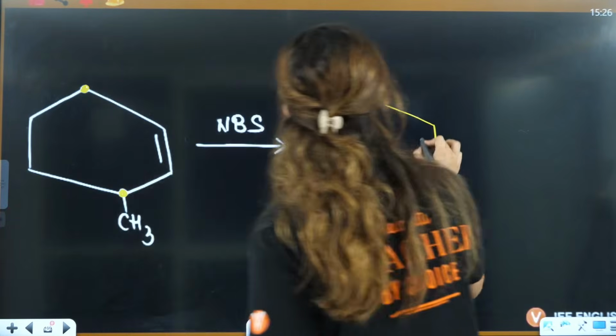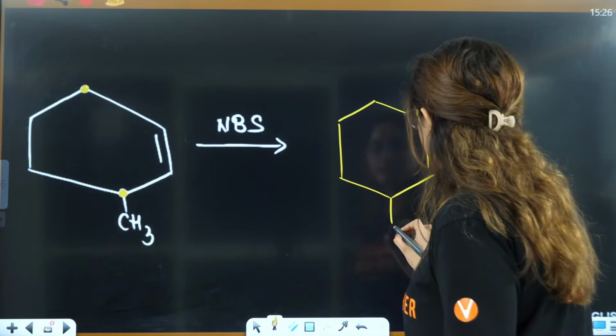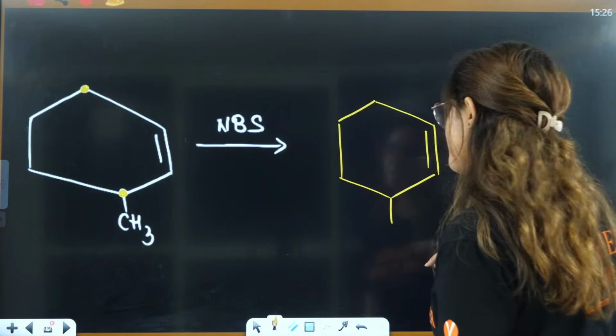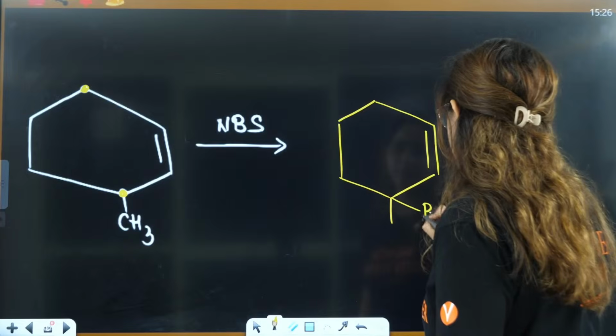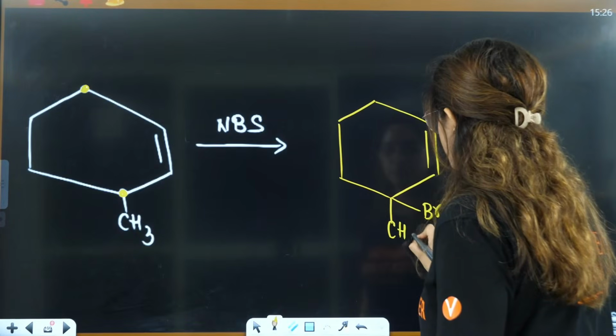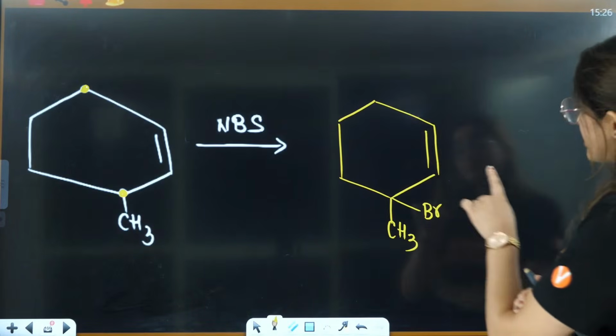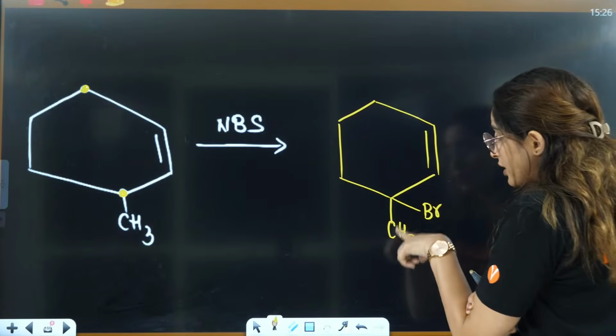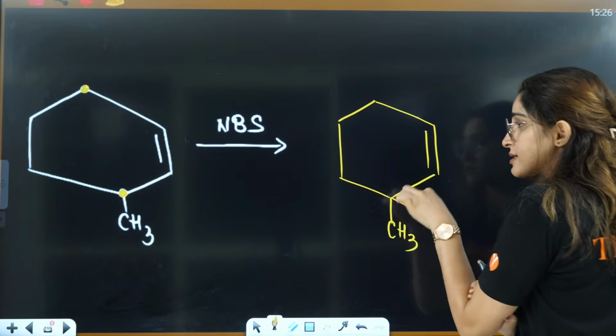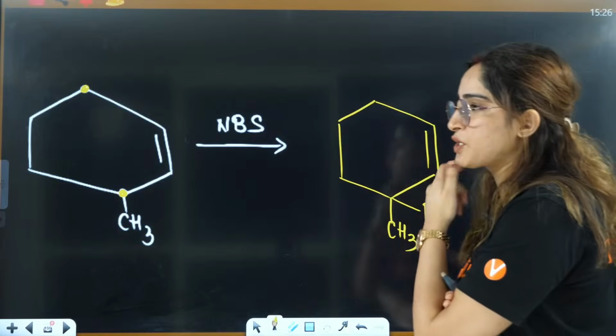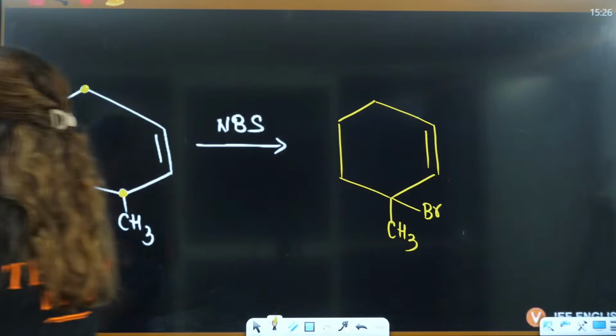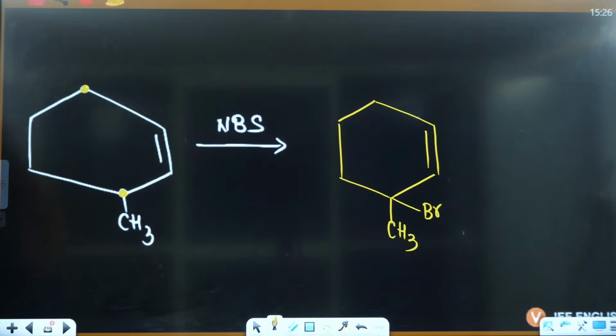So this is the double bond here, this is allylic, so this will be Br and this will be CH3. Okay, because this is the allylic carbon, this is not allylic. Next to the double bond, this is allylic, so that will be substituted, and hence the answer will be this one. Tell me, is that clear, everybody?